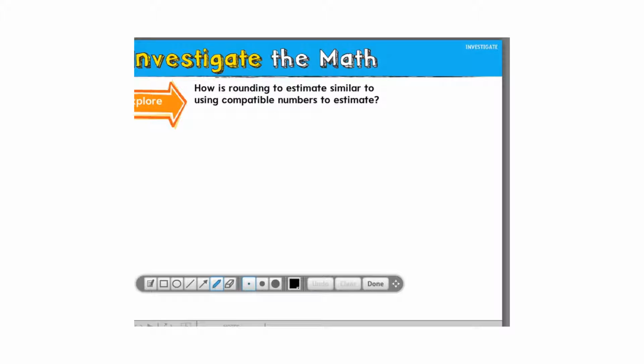Okay, so try this. I'm going to show you what I mean here. If the question is 32 times 18, that's written horizontally, but I'm also going to write it vertically like this.